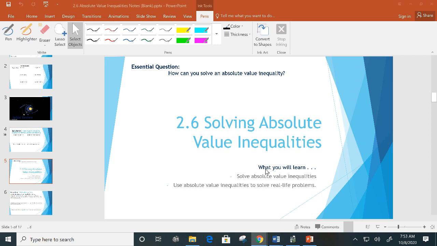We are going to go through our last lesson of chapter 2, which is solving absolute value inequalities. So you're going to see in chapter 1, we did solving absolute value equations. Now chapter 2 is all about inequalities. Now we're going to solve absolute value inequalities, which is very similar to solving an absolute value equation.